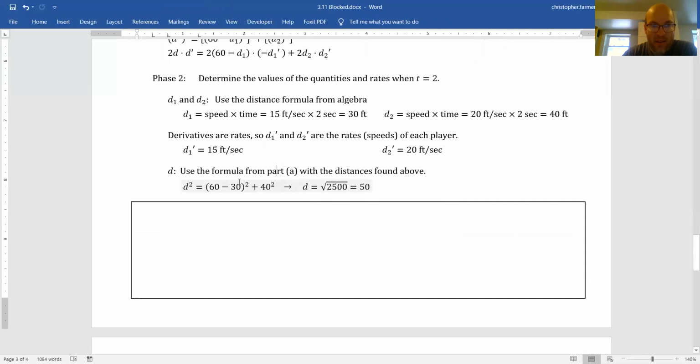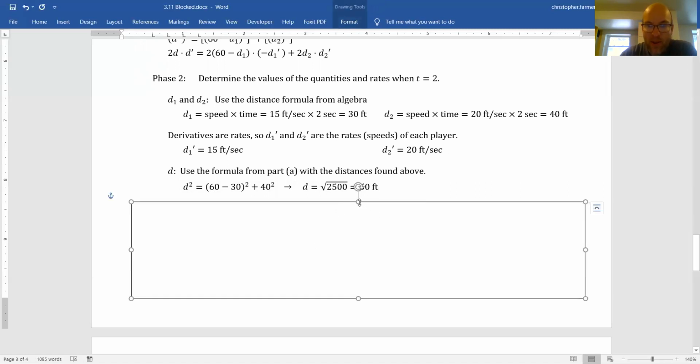So we take that formula, and put in d1 is 30, d2 is 40. Run through the Pythagorean theorem, and you end up with 30 squared plus 40 squared. If you know your Pythagorean triples, you can get 50 without showing all this work, but you do end up with the value of d being 50 feet, which I should have labeled here. So I'll go ahead and put that in.